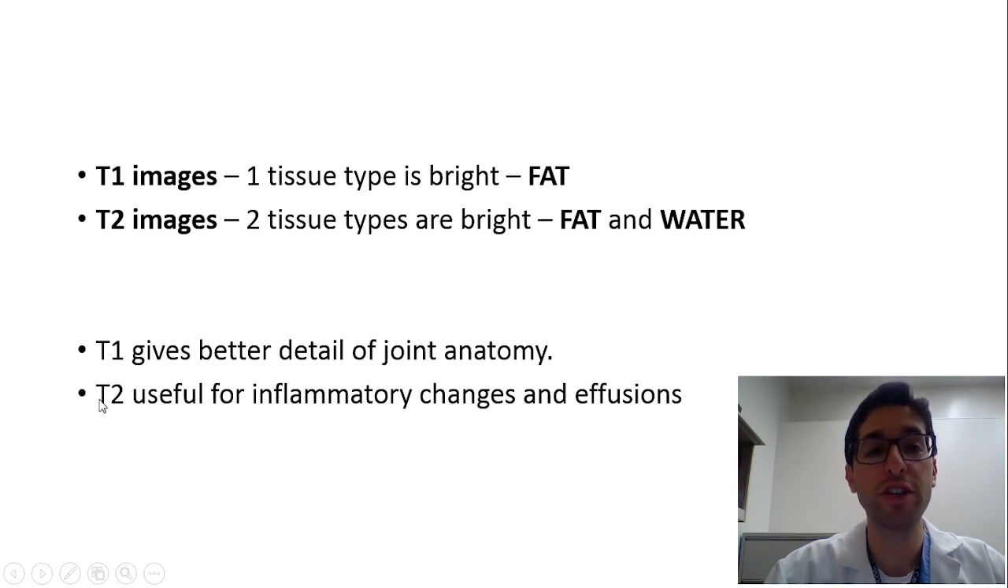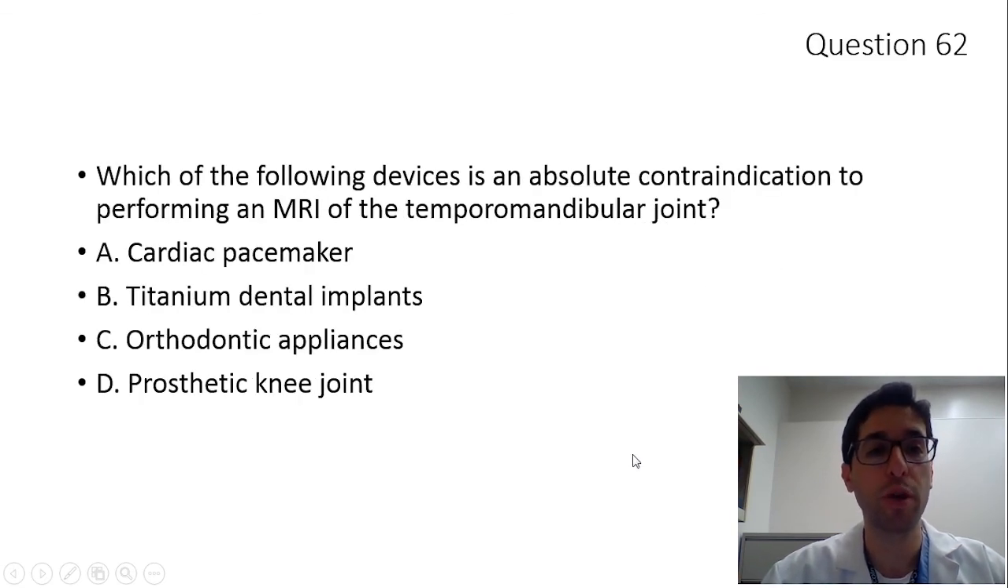What is the role of a T2? When does it have a role? As you might have guessed, it highlights water, therefore inflammatory changes and effusions. So again, what's the key fact to know? T1 is just better overall for anatomy, and T2 is useful for effusions. Think of water, think of T2. A couple of questions just to point that out. We'll get to more questions later.